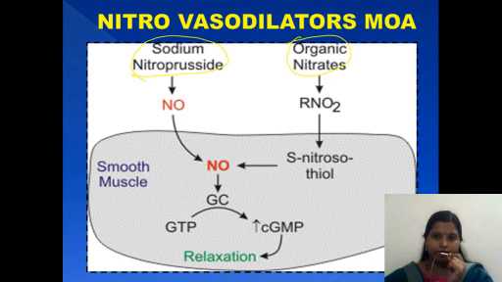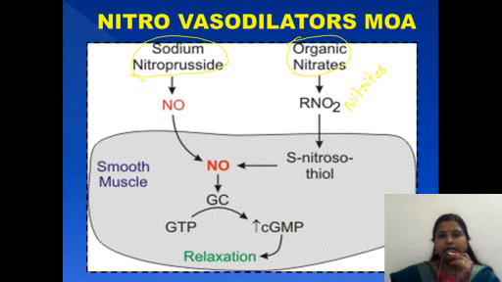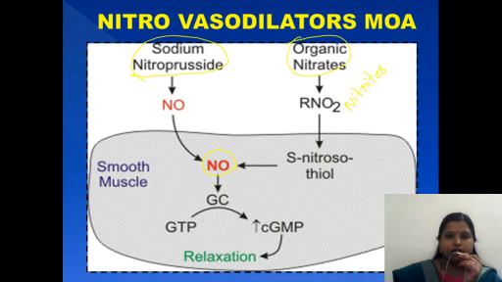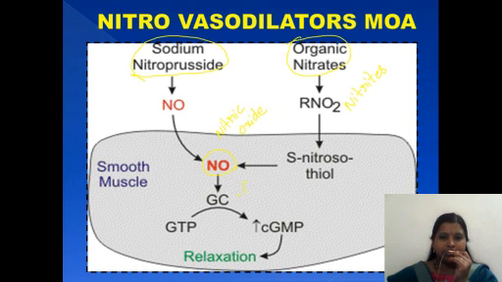Organic nitrates, first what they will do is they get converted to the nitrites. So nitrates are converted to nitrites. Now these nitrates are converted to the unstable nitrosothiol form. Once the nitrosothiol form is obtained, from here the key step, that is the release of the nitric oxide, NO. This is a free radical and which helps in the activation of the guanylate cyclase, that is GC.